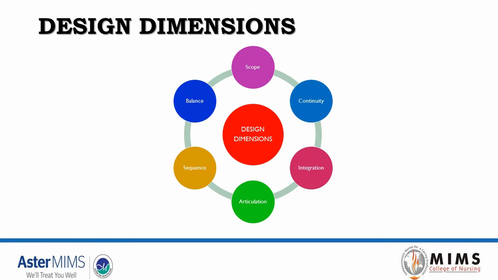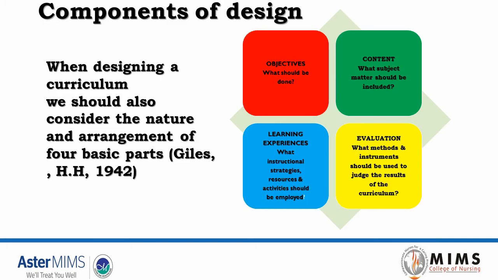When we think about the dimensions of curriculum design, we can see there is scope, continuity, integration, articulation, sequence and balance. All together, this will come in our curriculum organization with vertical and horizontal organization. So the components of design are, when designing a curriculum, we should also consider the nature and the arrangement of four basic parts. This is according to Gill's 1942. So you can see, before all of us were born, people identified the components of the curriculum design.